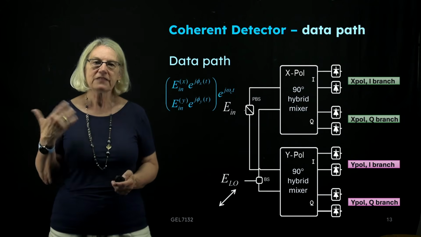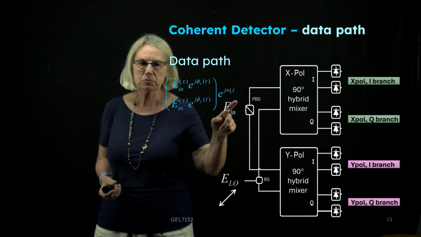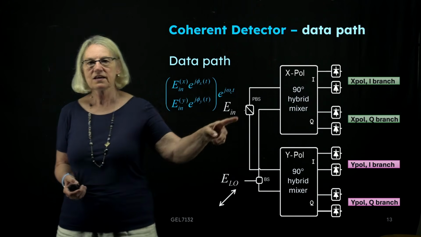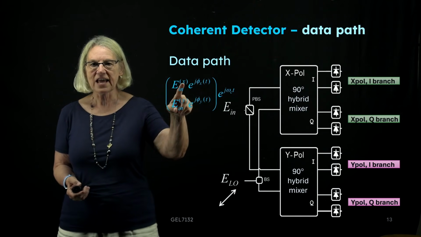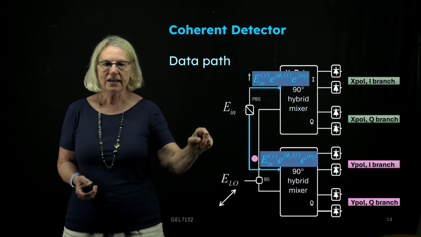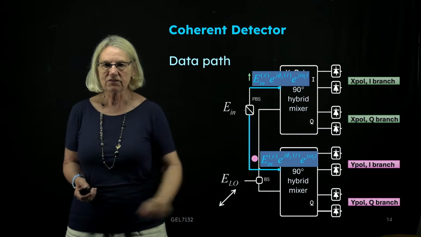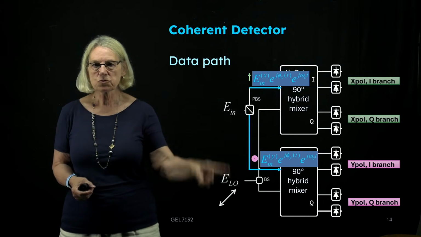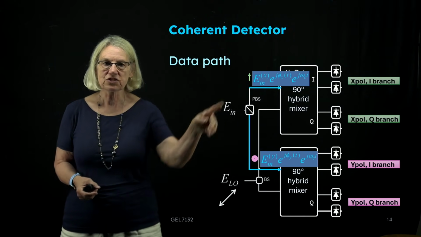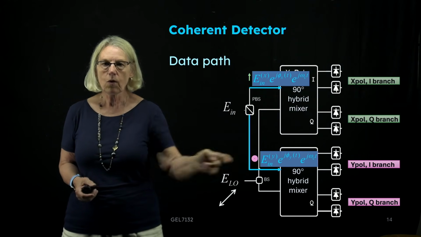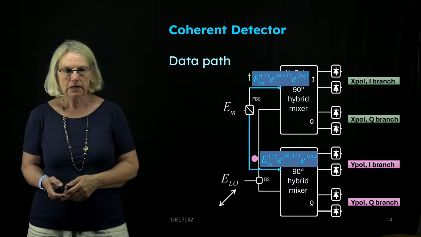Now, if we look at the data path, we see it's not a beam splitter, but instead it's a polarization beam splitter. And so what this input is doing is it's just taking everything from X and routing it over to here, and everything from Y and routing it down to here. So it's separating these two. The local oscillator just puts power in both, but this is separating the two, so this is all X polarization, this is all Y polarization.